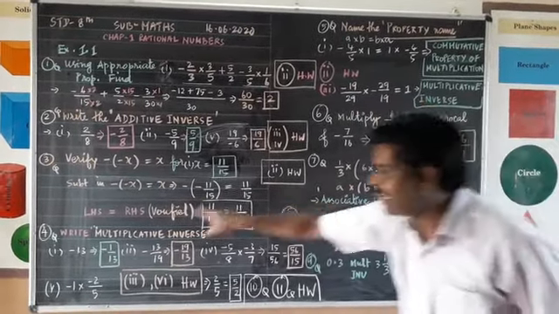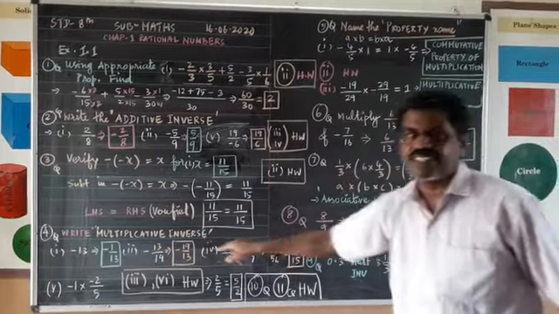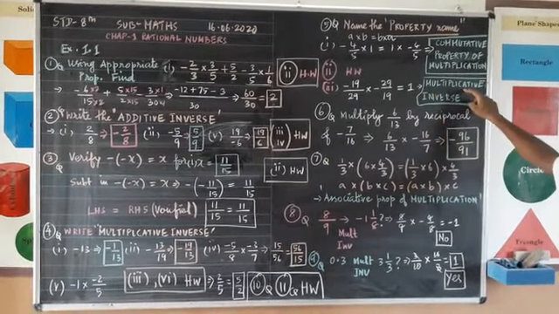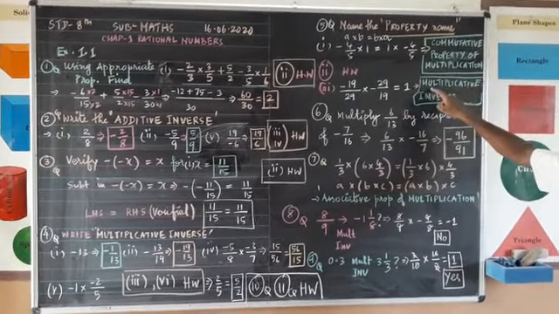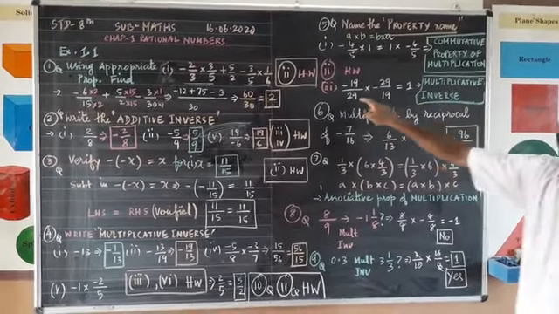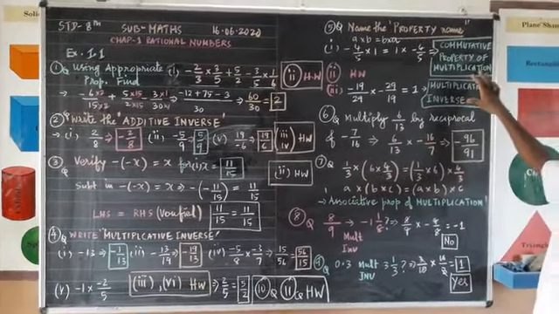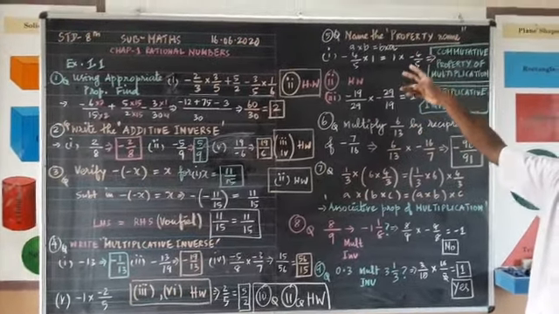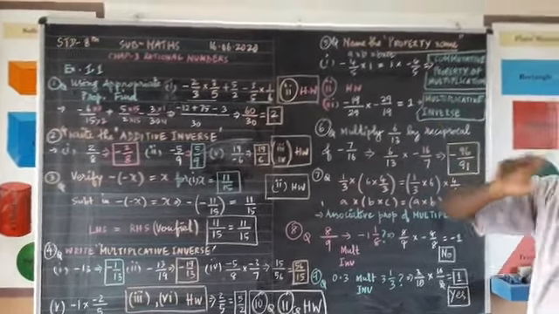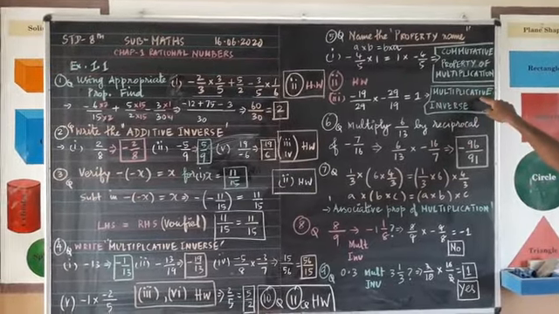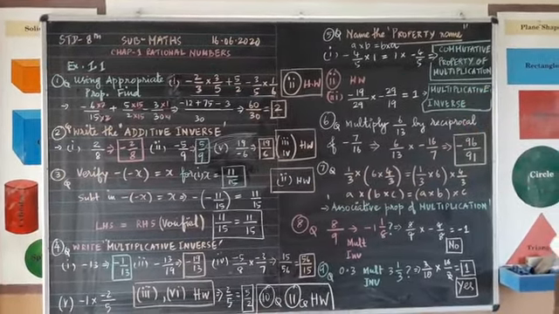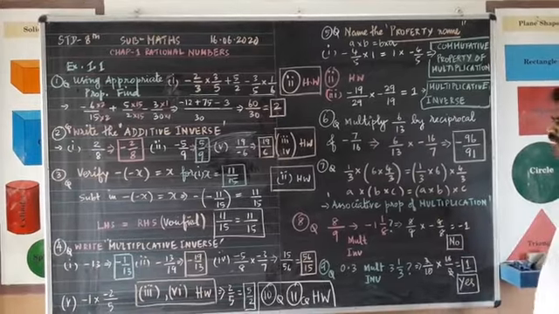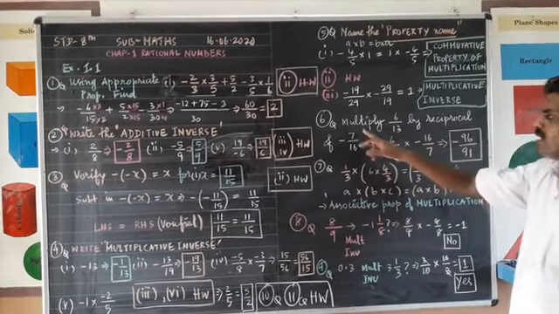So what you have done here? Multiplicative inverse. So answer is 1. So the property name is multiplicative inverse of the given number. When you multiply one number by the inverse of the same number, you will get answer 1. So that is the property, multiplicative inverse. Okay. Then sixth question. Some explanatory question is given.